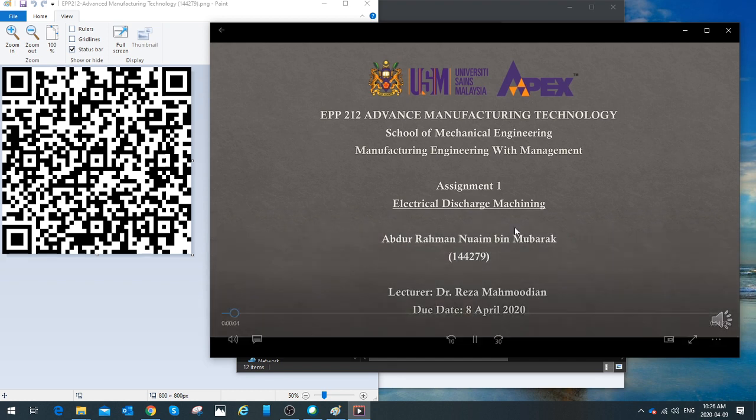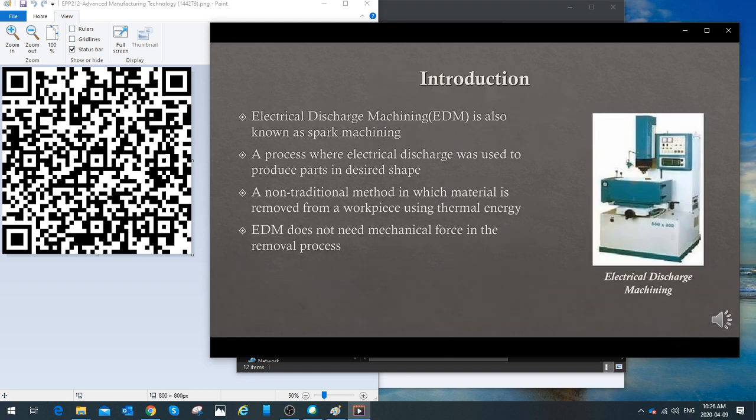Wabarakatuh. I'm Abdurrahman Noaim bin Mubarak, and today I will talk about electrical discharge machining. For introduction, electrical discharge machining (EDM) is also known as spark machining. It is a process where electrical discharge was used to produce parts in desired shape. It is a non-traditional method in which material is removed from a workpiece using thermal energy. EDM does not need mechanical force in the removal process.